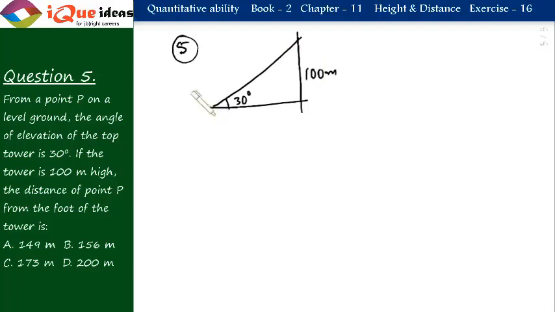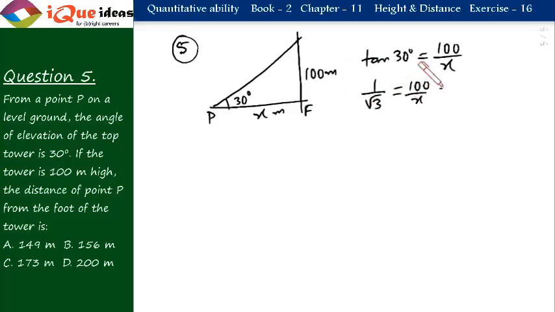We have to find the distance of point P from the foot of the tower. Let's say it is F. Let's say this is X meters. So straight away we see that tan 30 degree is equal to opposite side upon adjacent side, 100 upon X. Now tan 30 degree is 1 by root 3. It is equal to 100 upon X. So from here we get X equal to 100 root 3.